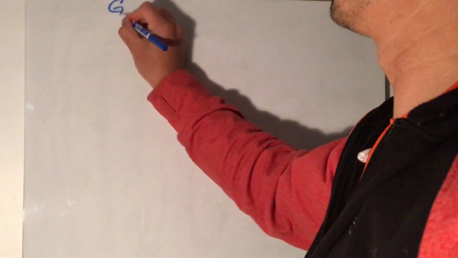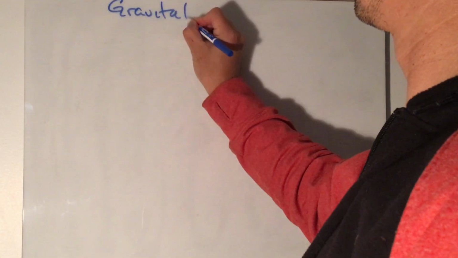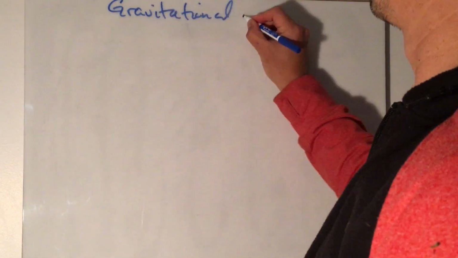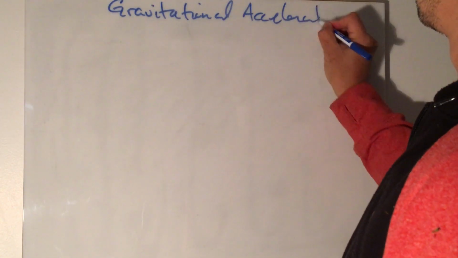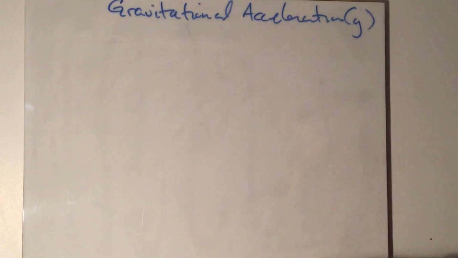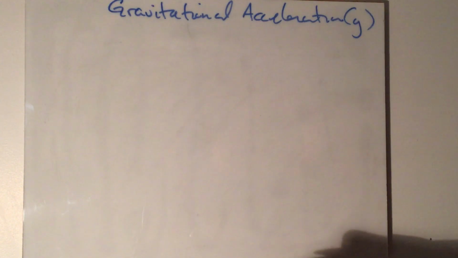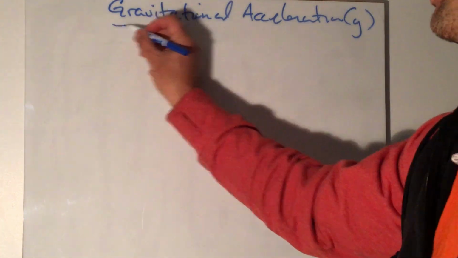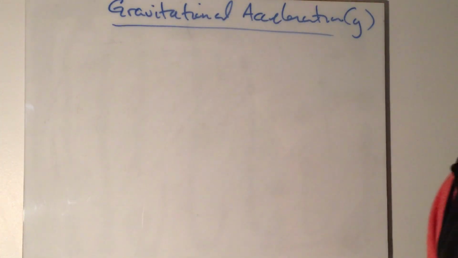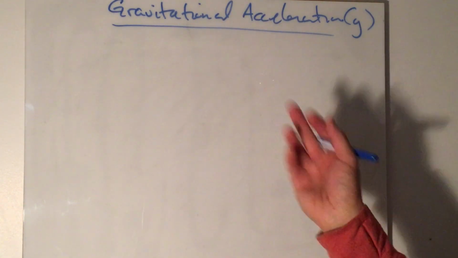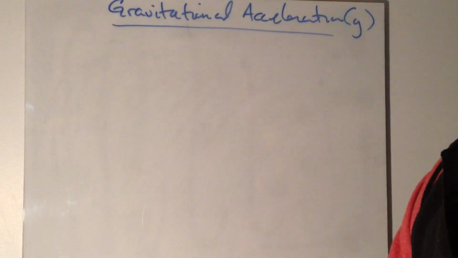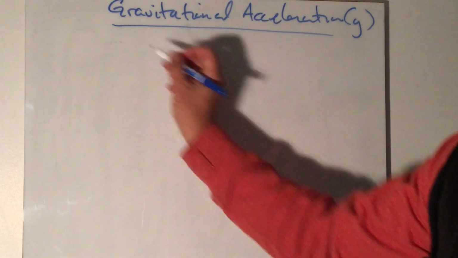Now let's look at gravitational acceleration, or little g. Gravitational constant was big G, gravitational acceleration is little g. We've been using this one for a while when we started looking at UARM and projectiles. It's basically how fast the Earth speeds up any free-falling object.